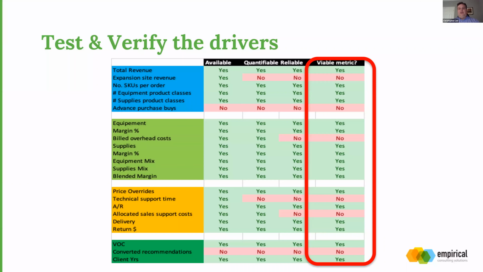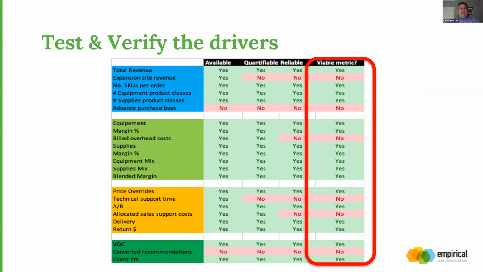Test and verify the drivers. It's imperative to test and verify each before proceeding to the model. For example, site revenue, highlighted above, did not make the cut because the data could not be quantifiable or reliable. So the metric was deemed not viable.